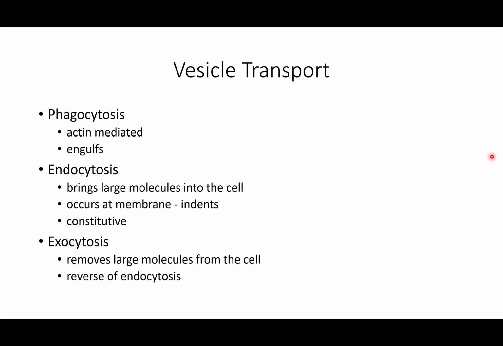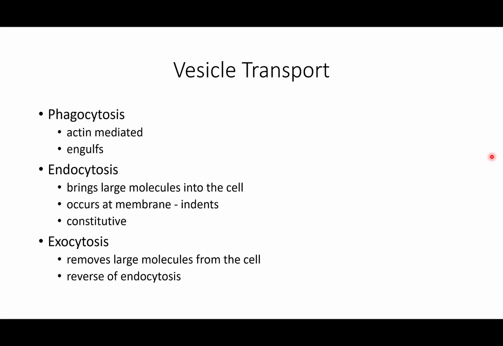Other ways that we can bring molecules into our cells. We can use what's known as vesicle transport. Really all I want you to know on these is what these terms are. So phagocytosis is when a cell actually swallows a molecule in on itself, and there can be two processes in which this happens. We can have what's known as endocytosis and exocytosis.